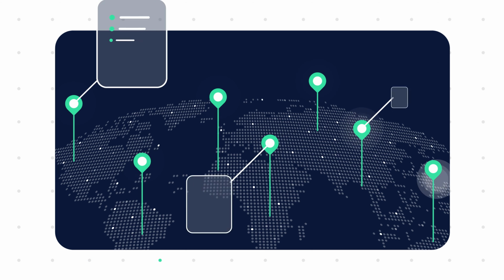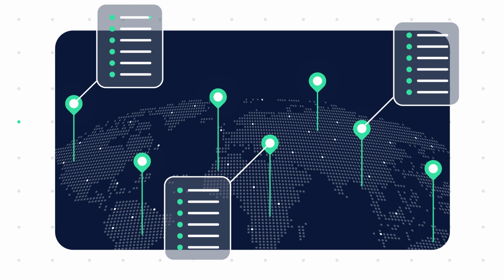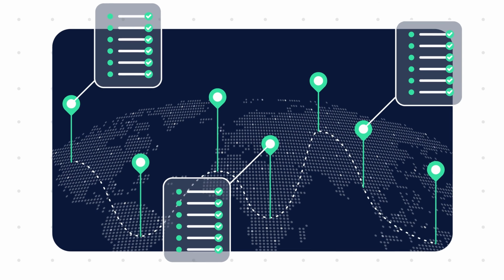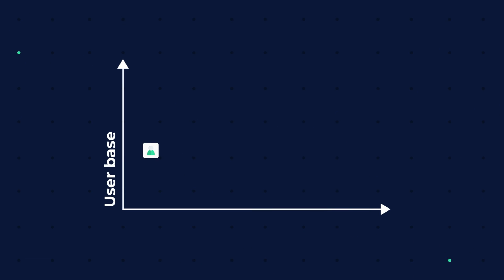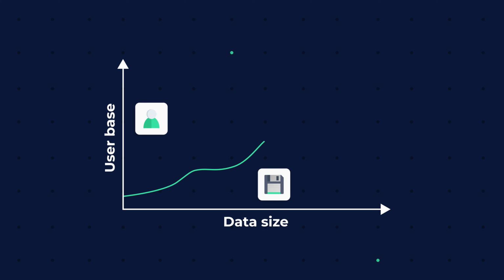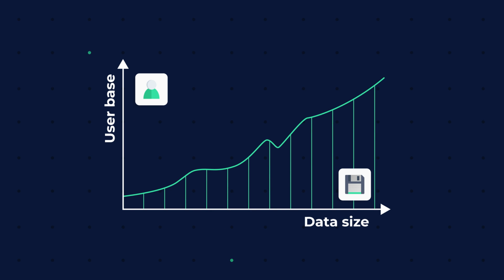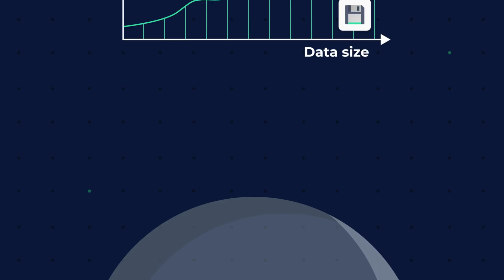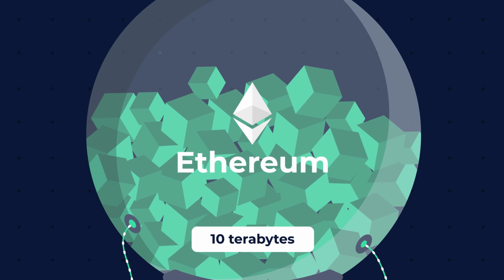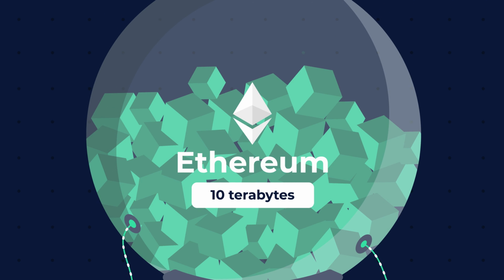Each node holds the entire blockchain data and secures it by verifying the transactions and data inflow with all other nodes. The problem with that is that while blockchains grow in user base and adoption, their data rapidly increases in size, making it difficult to store. For reference, one of the largest blockchain networks, Ethereum, currently holds almost 10 terabytes of network data.